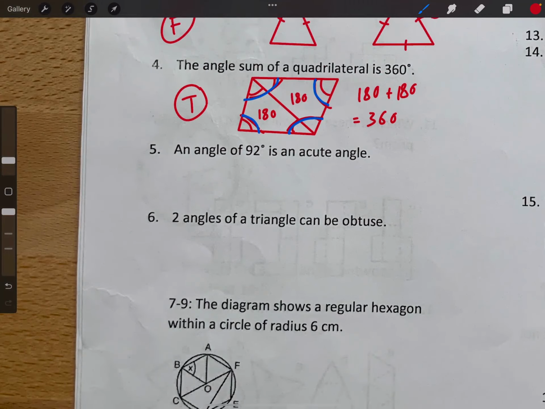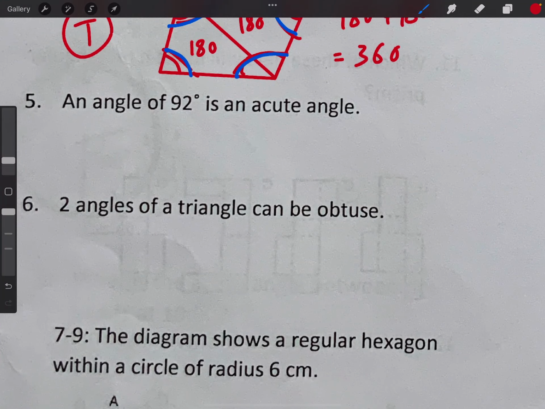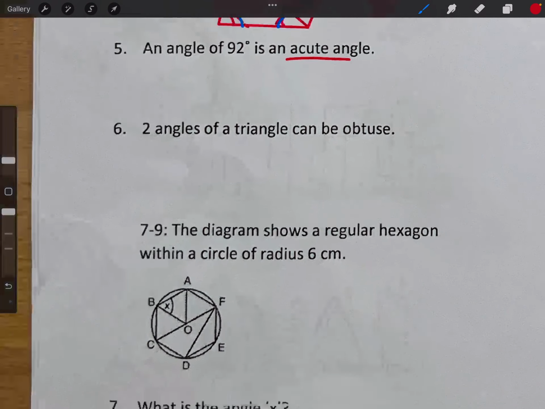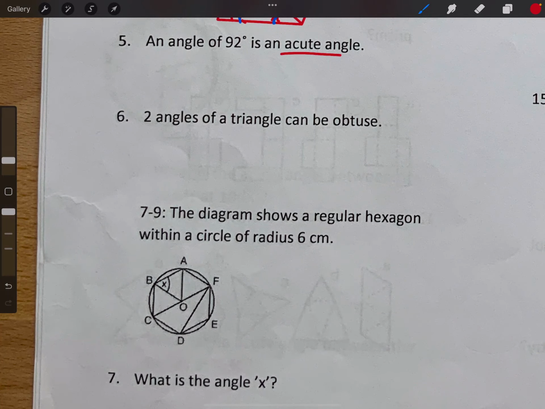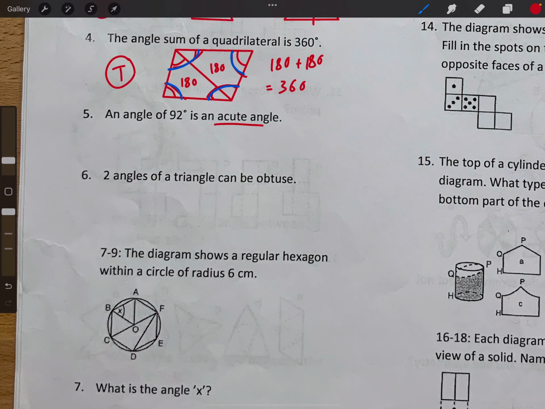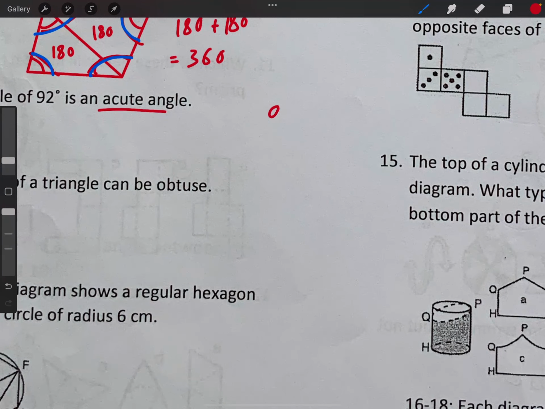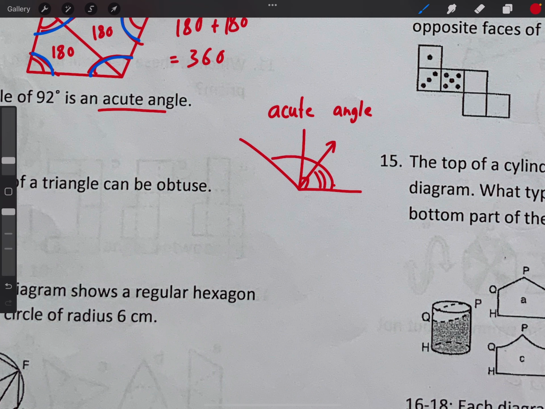Question 5. An angle of 92 degrees is an acute angle. Is that true? That's an easy one, I won't do that one. Question 6. Two angles of a triangle can be obtuse. By the way, let's just define what acute and obtuse mean. An acute angle has to be less than 90 degrees. An obtuse angle is more than 90 degrees.